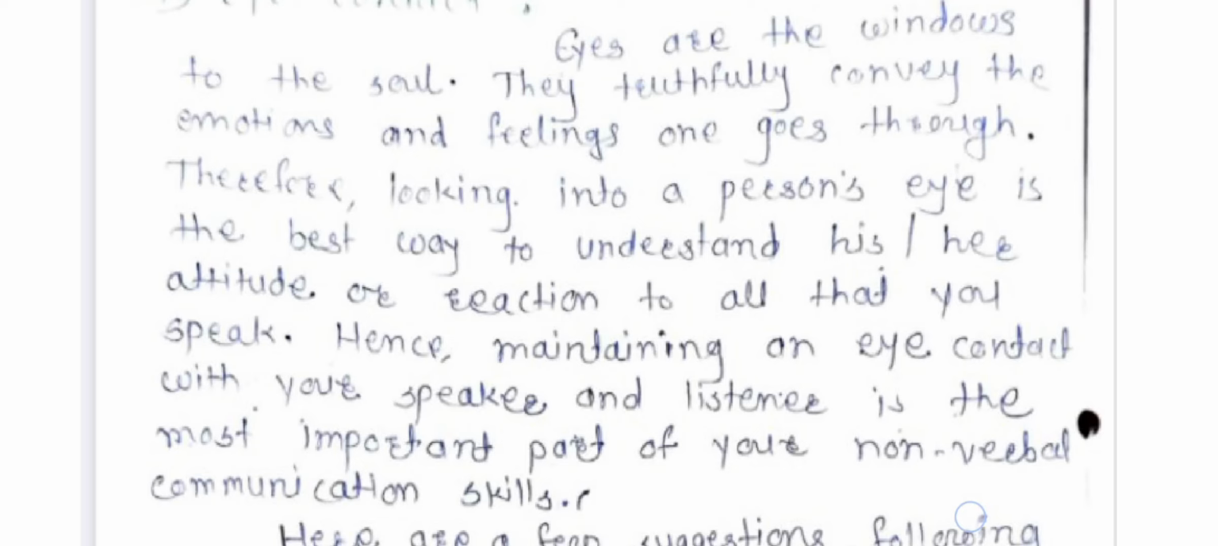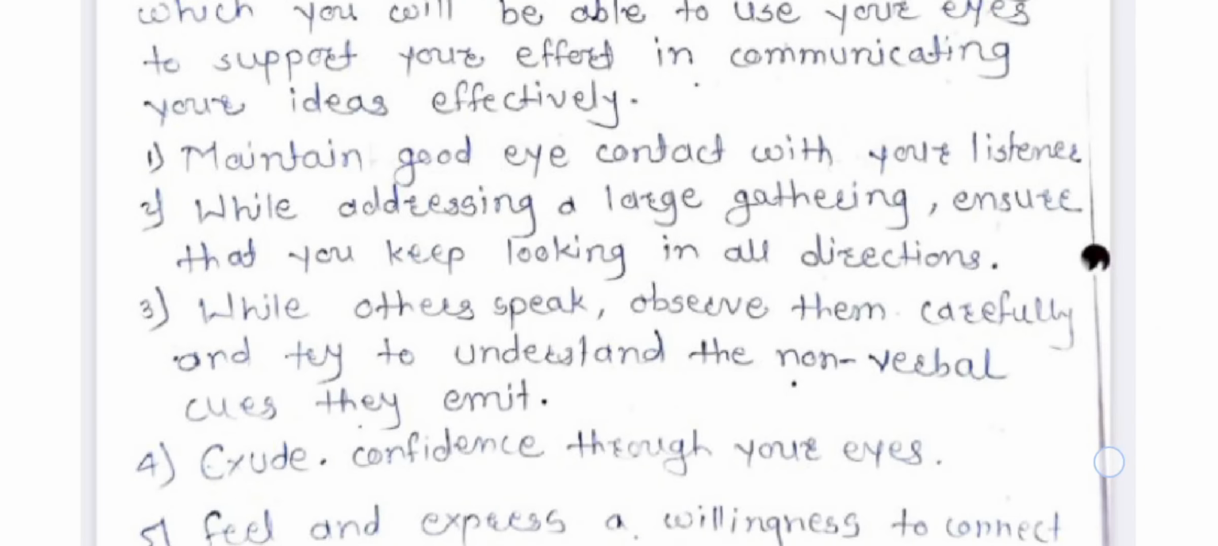Next is the eye contact. Eyes are the windows to the soul. They truthfully convey the emotions, feelings and messages one goes through. Therefore, looking into the person's eyes is the best way to understand his or her attitude and reactions to all that you speak. Hence, maintaining eye contact with your speakers and listeners is the most important part of your non-verbal communication skill. Here are a few suggestions following which you will be able to improve your eye contact.